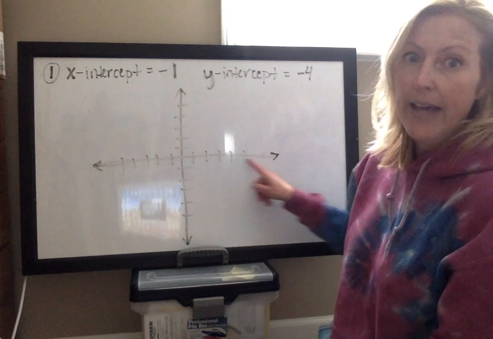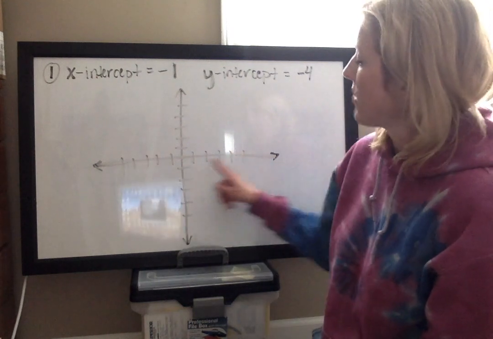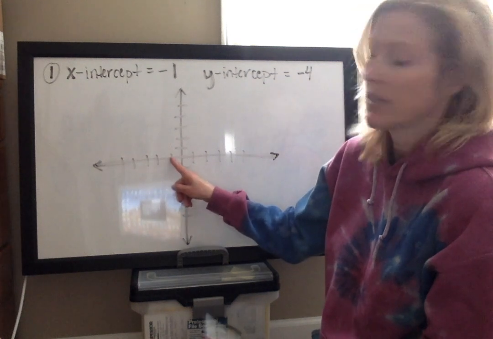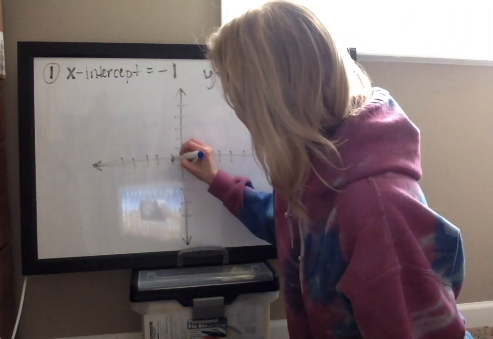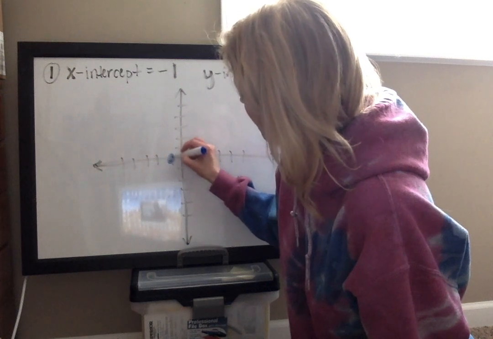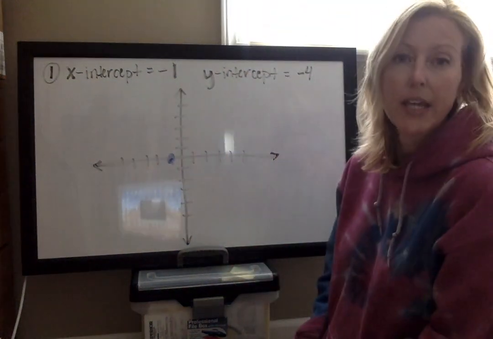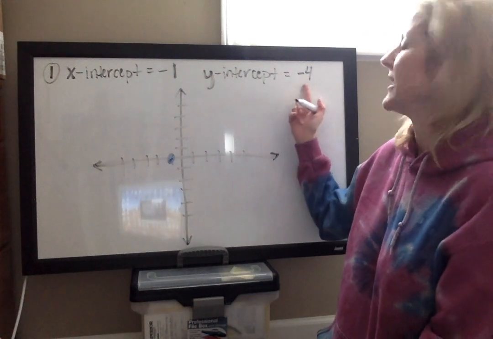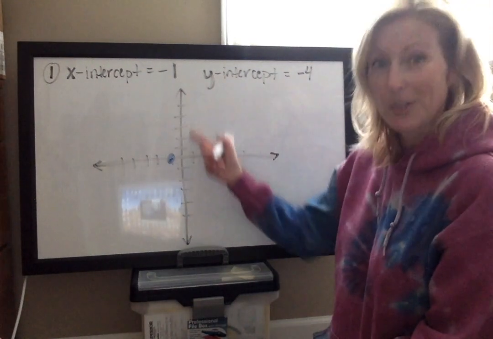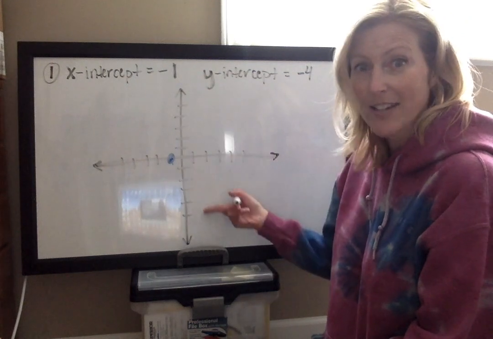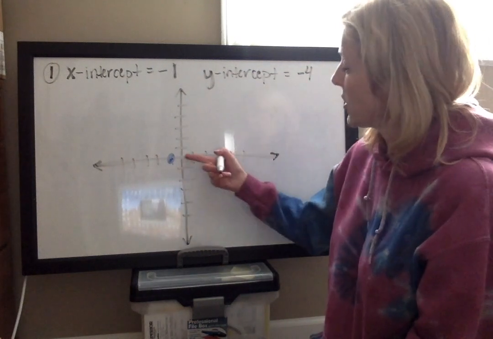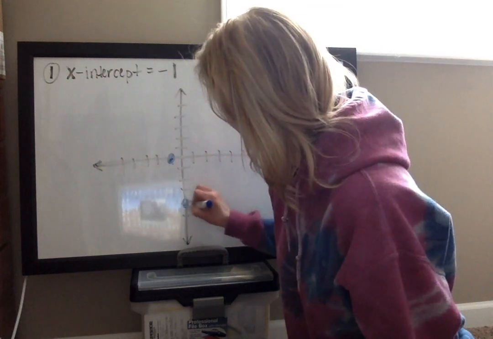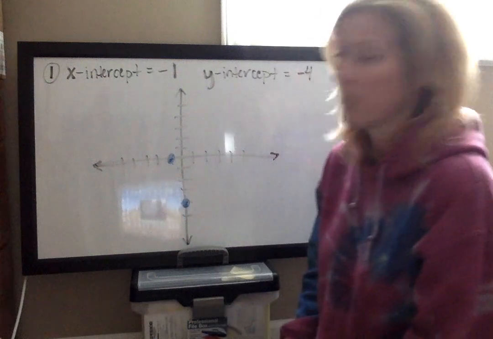Okay, so for number 1, you are given the x-intercept of -1, and the x-intercept crosses your x-axis. Here's 0 at the origin, so -1 would be 1 over to the left. So you're going to put a dot there at -1 on the x-axis. That is where the x-intercept is going to be. The y-intercept is -4, which is where the line crosses the y-axis. So start at 0 and count down 1, 2, 3, 4. So there is your second point.